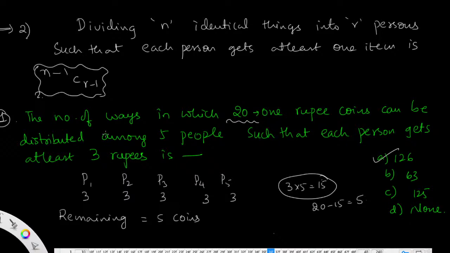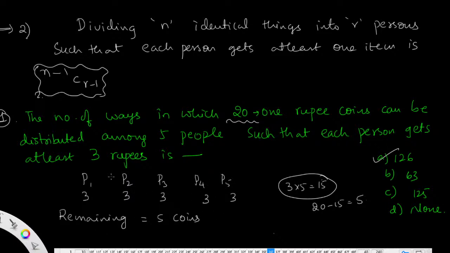So the number of distributions of 21 rupee coins must be distributed among 5 people such that each person gets at least 3 rupees is how much? So persons are 5 members. So P1, P2, P3, P4, P5, 1, 2, 3, 4, 5 persons, that is 15. Totally we have 20 rupees. 20 minus 15, that is 5 rupees. Remaining coins are 5 coins.